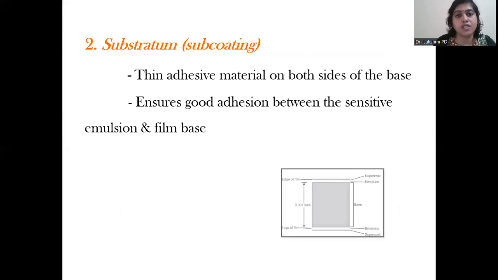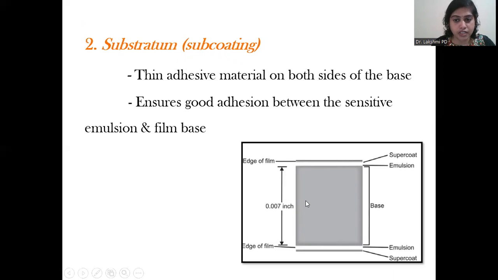Now moving on to the substratum or your subcoating. The base, as you can see in this picture, is a major component of your X-ray film. The next layer on either side of the base is the substratum or subcoating. It is nothing but a thin layer of adhesive material to ensure that your emulsion and your base stick very well with each other. I told you just some time ago that your base and emulsion are the major principal components of your IOPA film. So to ensure that your emulsion and your base are properly in contact with each other with good adhesion, there is a small layer of substratum between your sensitive emulsion and your film base.